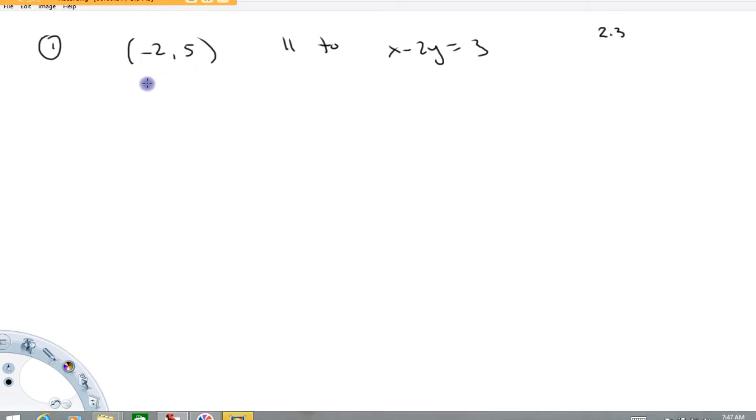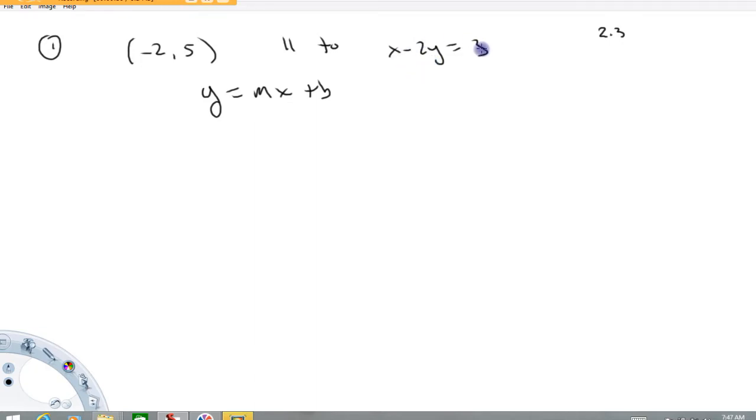I always recommend starting with y equals mx plus b. This is the most common form for writing linear functions. In this form, the m is the slope, the b is the y-intercept. So the first thing we'll do is figure out what the slope is from this line. The way I'm going to do that is to take this equation and solve it for y.